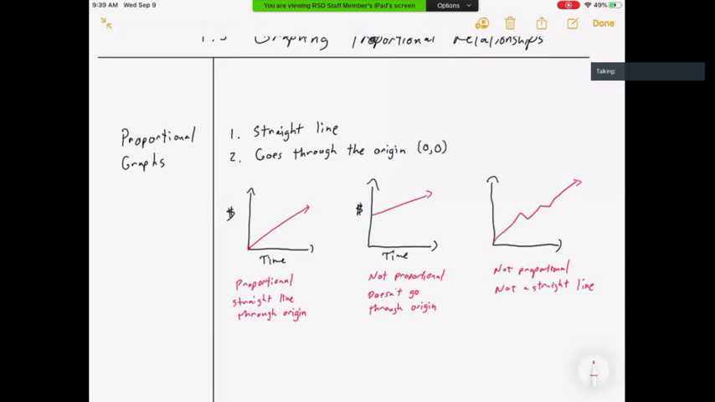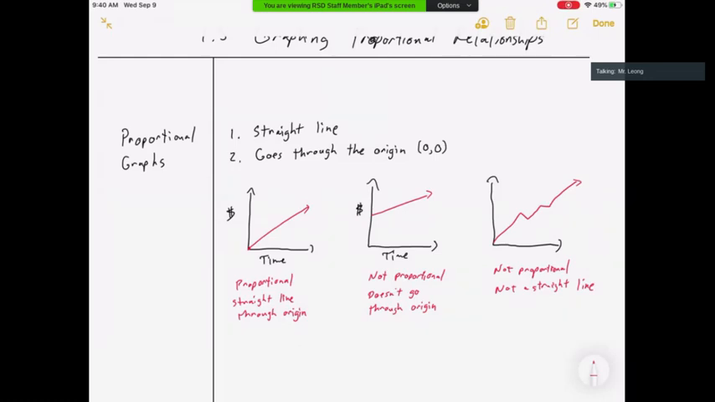Okay. So being able to identify that is super easy. All right, so let's see what an example looks like with that. Let's do an example together.